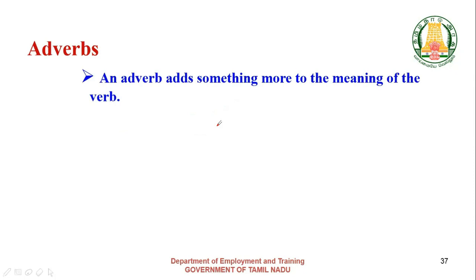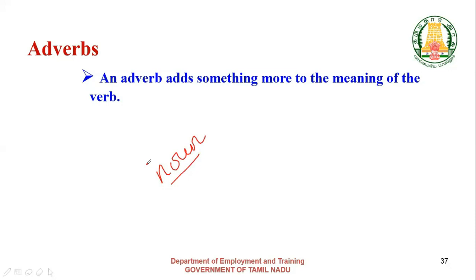The next topic of the grammar is adverbs. So let me remind you what we mean by adjective once again. An adjective is a word that describes a noun. Don't forget that. It describes a noun.